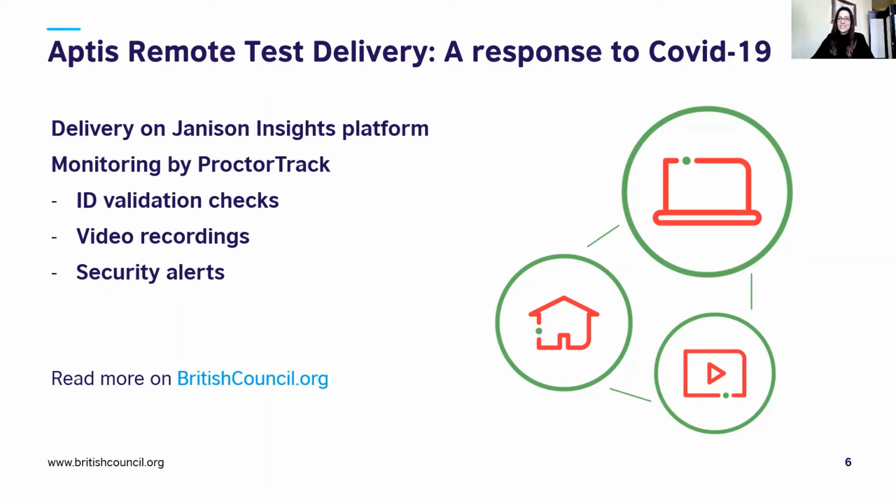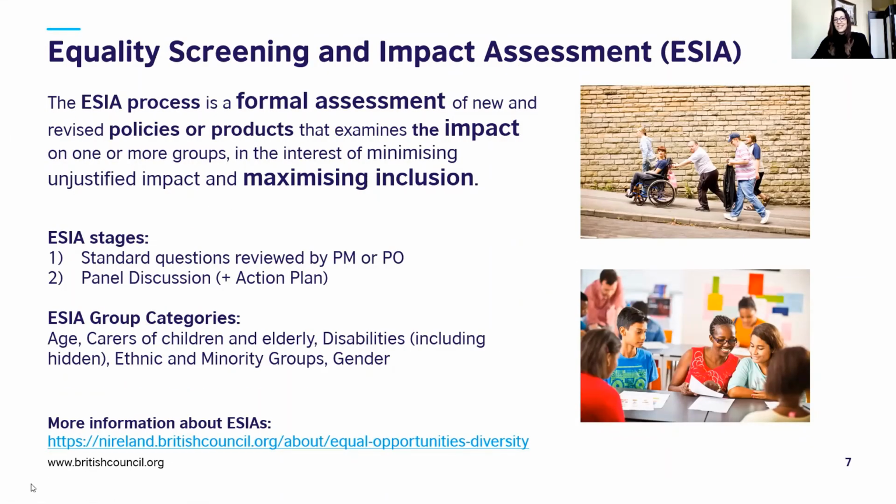There have been some difficulties in implementing this new mode of delivery and some lessons learned through the trials. In order to launch Aptis Remote, like with other products created by the British Council, it had to go through what is called an ESIA. ESIA stands for Equality Screening and Impact Assessment. The aim of the assessment of the product is to improve policies by ensuring equality and inclusion at all stages of the customer experience. The ESIA screening is accomplished in 2 steps.